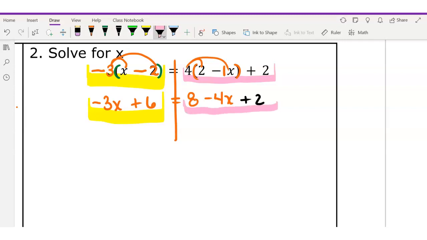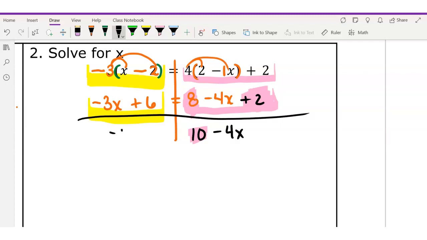Now if we look at this right side, we can still simplify or combine like terms. We can combine the 8 and the 2. That gives us 10. And then that minus 4x, we can just bring it down. Now that we can't simplify any further, that's how we know that we are done with simplifying. And I'm just going to bring this negative 3x plus 6 down so it's level with the right side of the equal sign.